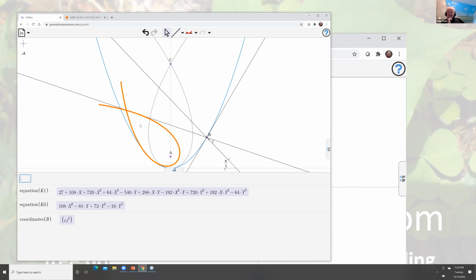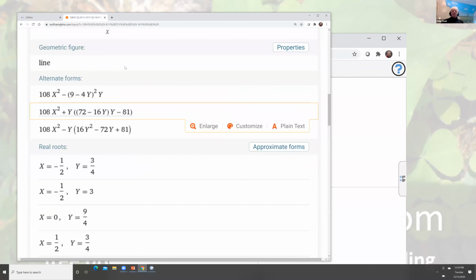Somewhat more complicated. Still a cubic, obviously. What, I wonder, does Wolfram make of this? So let's copy that as a piece of text, and we'll stick it into WolframAlpha.